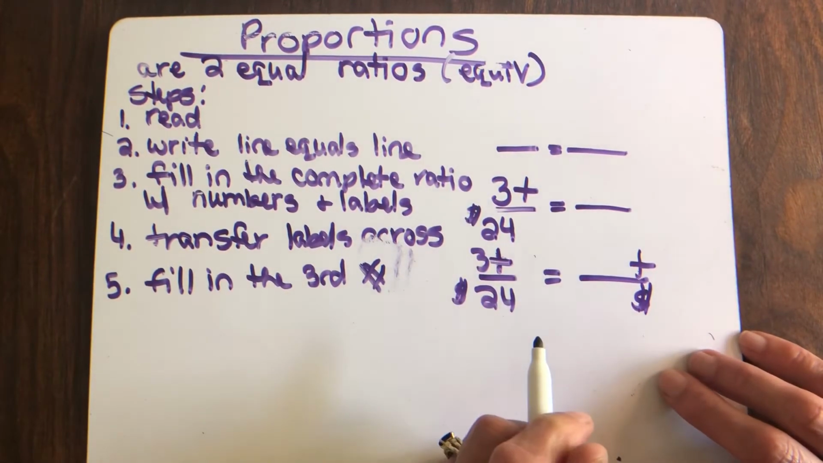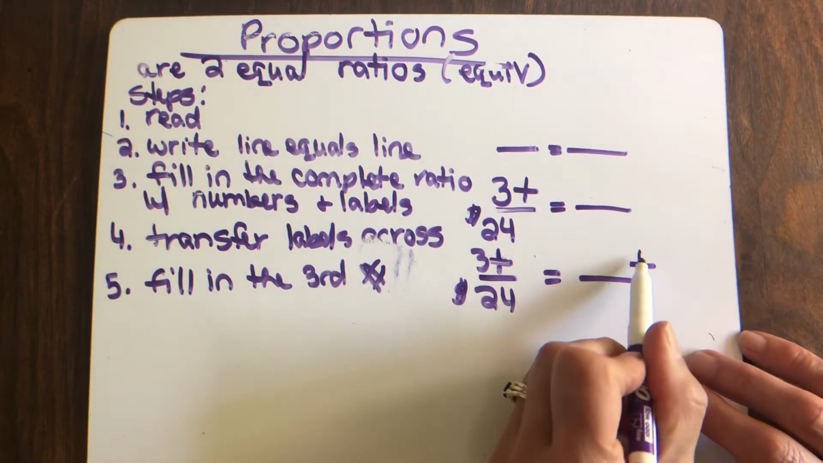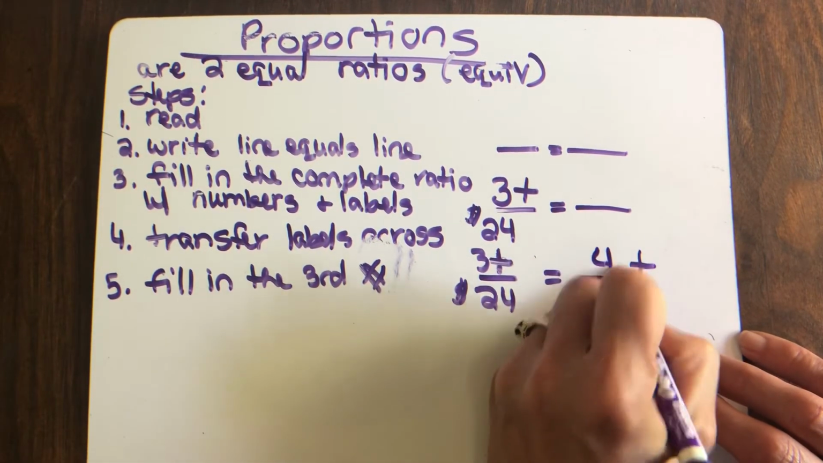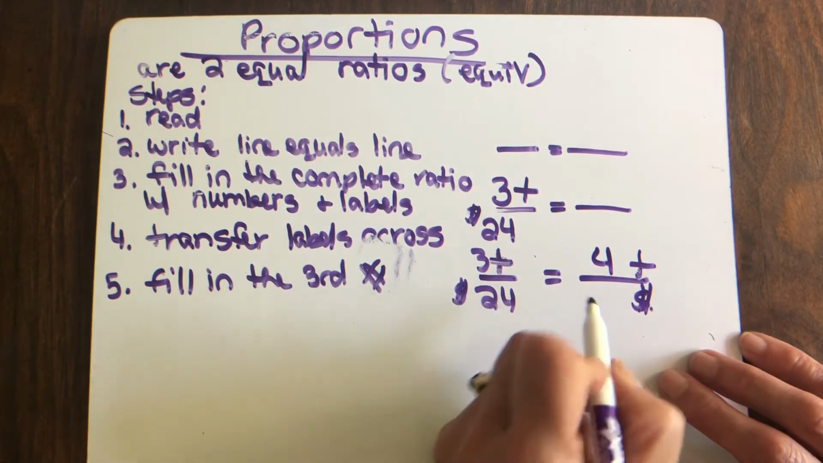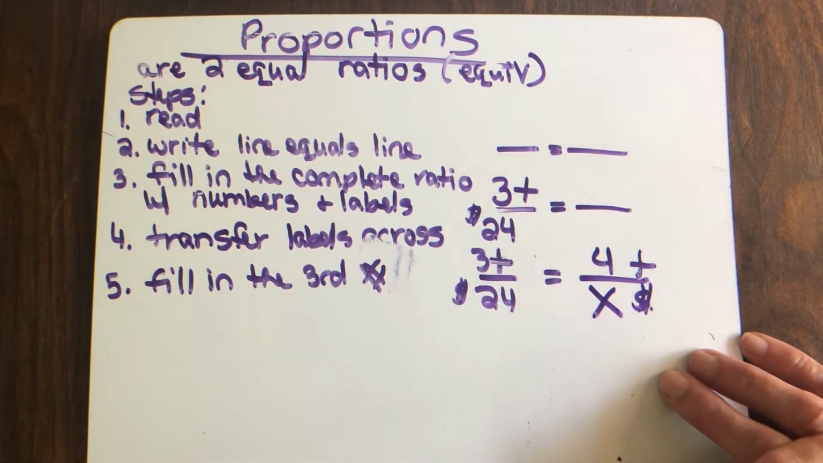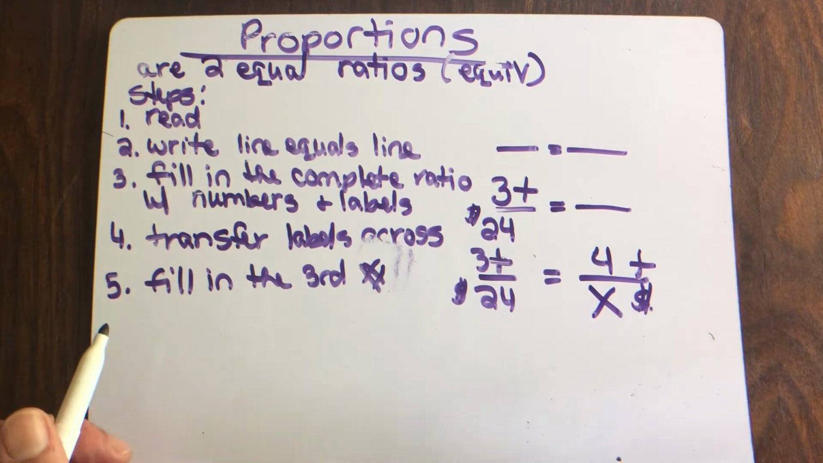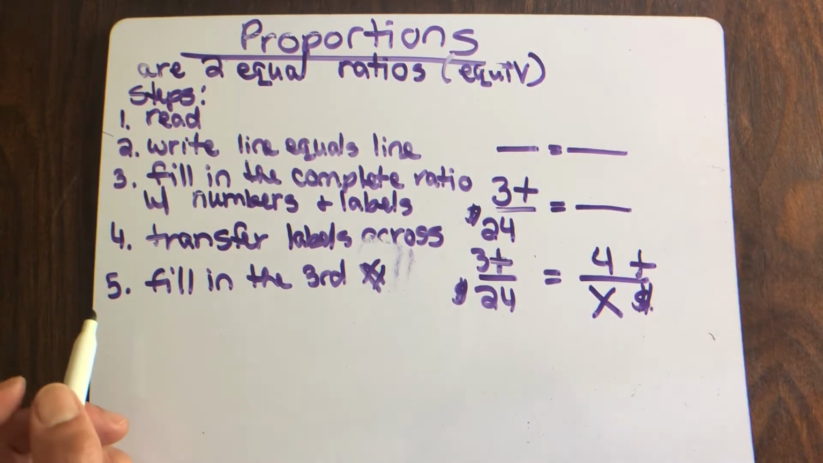But it's 4 tickets. So where would you put tickets? 4 tickets, you would put it with the T. So 4 goes here. And then X goes here. And I'm always just going to use an X because it's easy. I don't want to have to stop and call it a different letter, okay?